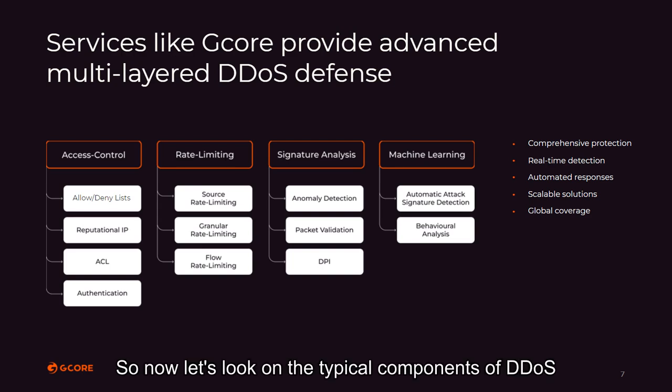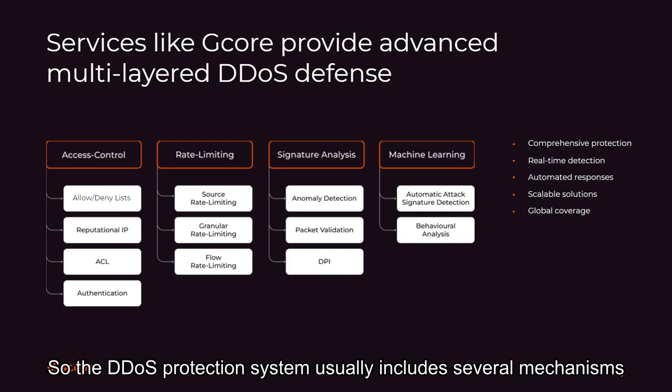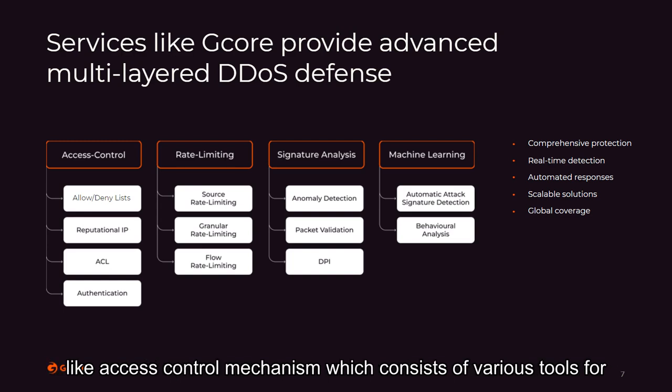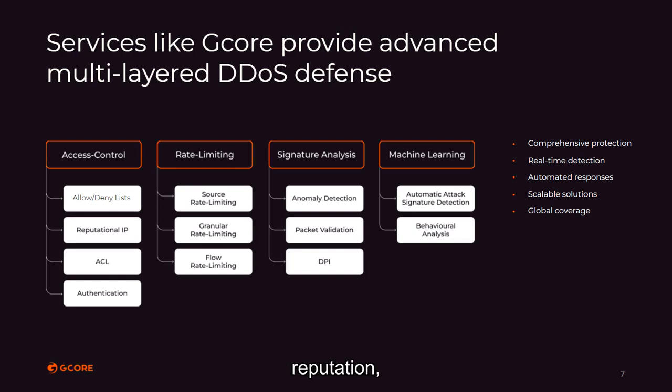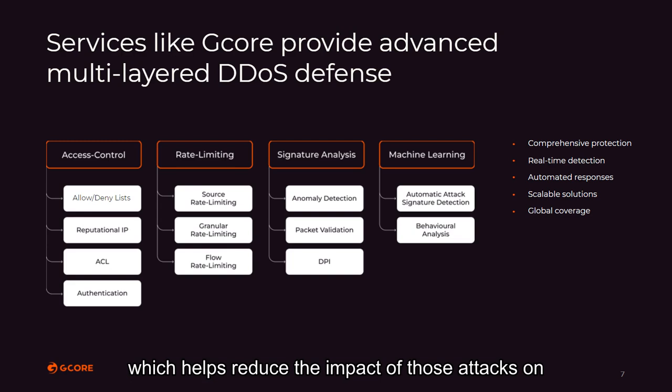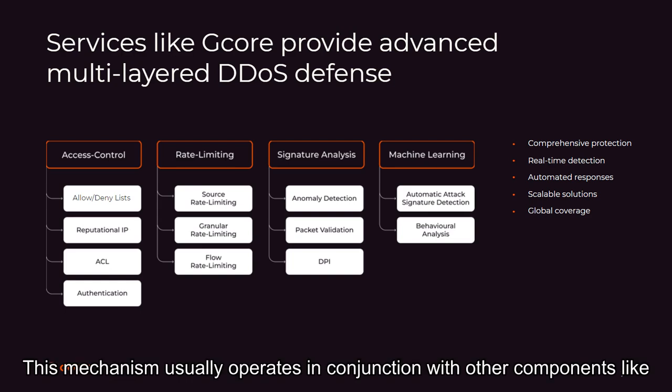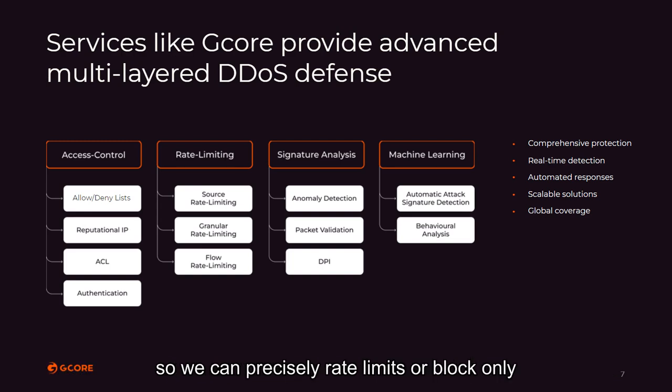So now let's look at the typical components of a DDoS protection system. The DDoS protection system usually includes several mechanisms, like the access control mechanism, which consists of various tools for restricting access to the resources, such as allow and deny lists, IP reputation lists, access control lists, and authentication methods like a TCP cookie challenge. Another essential component is a rate limiter, which helps reduce the impact of DDoS attacks on the resources. This mechanism usually operates in conjunction with other components like signature analysis and machine learning, so we can precisely rate limit or block only malicious requests.